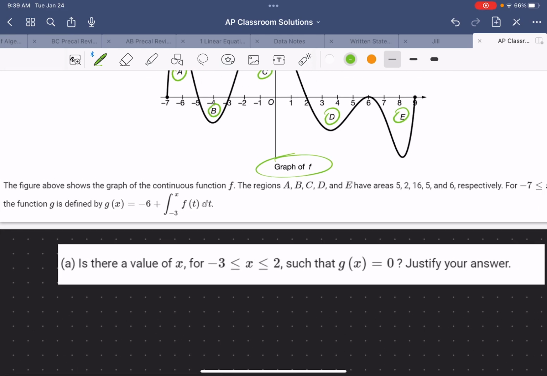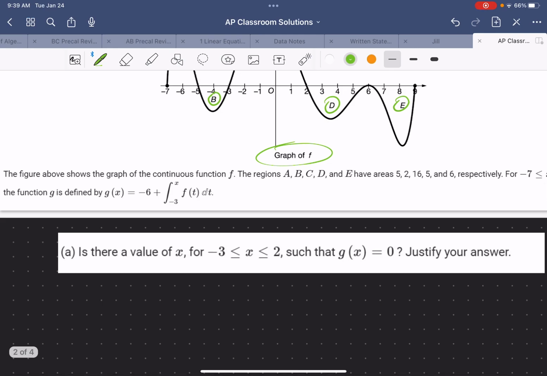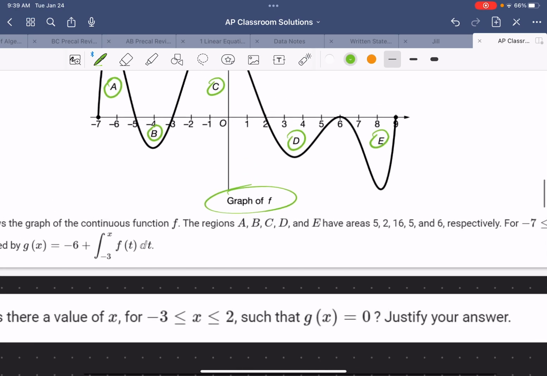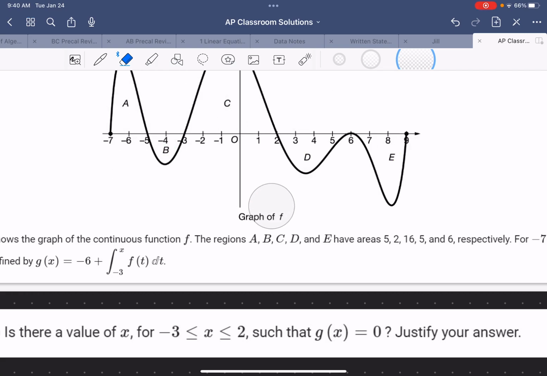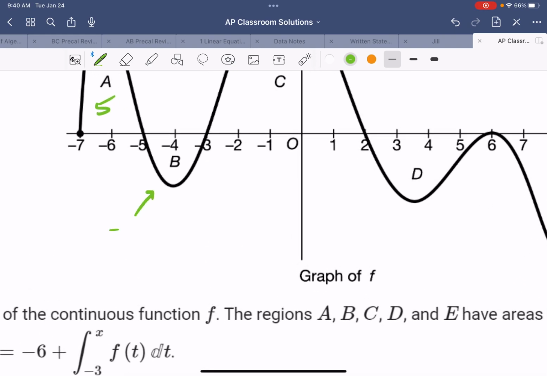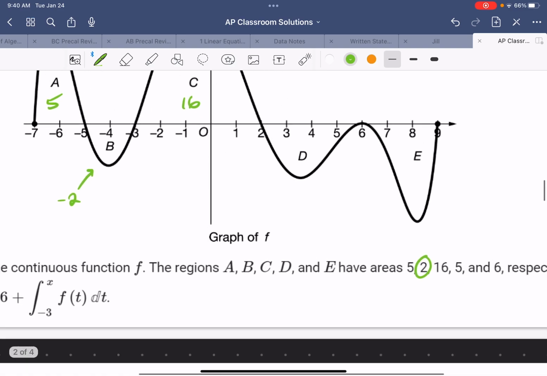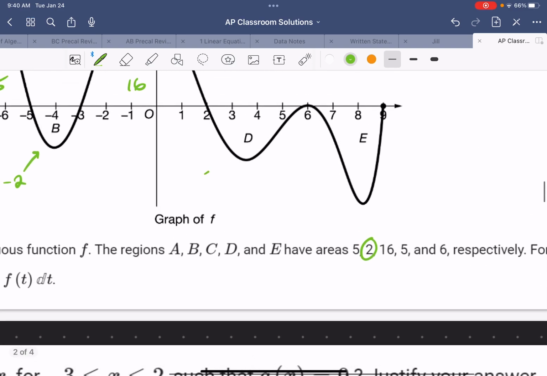So if we read the prompt here, it says the figure above shows the graph of the continuous function f, and the regions A, B, C, D, and E have these numbers, 5, 2, 16, 5, and 6. So I'm just going to throw those in real quick. A, it says, is 5. And notice that A is above the x-axis, so that should be a positive area. But when you look at B, B is below the x-axis. B is equal to 2, but the area itself would be negative 2 because it's below the x-axis. C is 16, that's above the x-axis, so that can stay positive. D is 5, that's below the x-axis, so that would end up being a negative 5 area. And then E is also below the x-axis, so that'd be a negative 6.